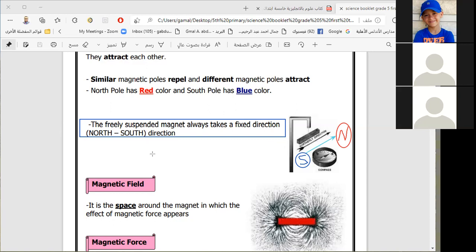The freely moving magnet always takes a fixed direction, which is the north-south direction. Excellent, my son. Thank you, Ammar. You are excellent.